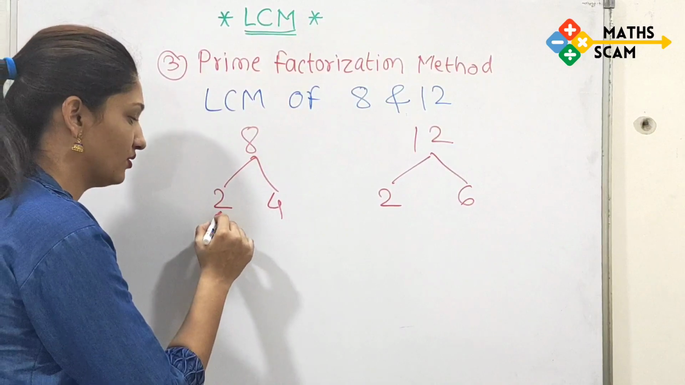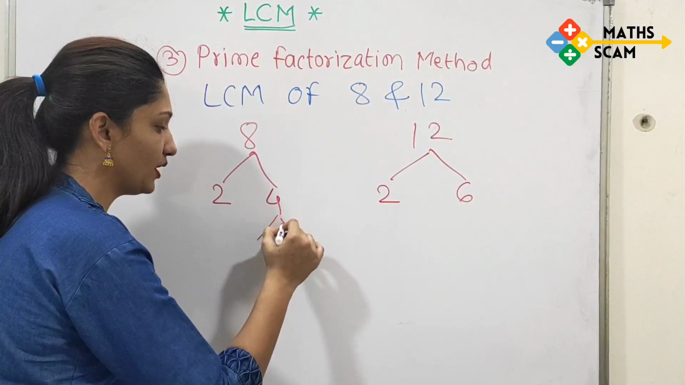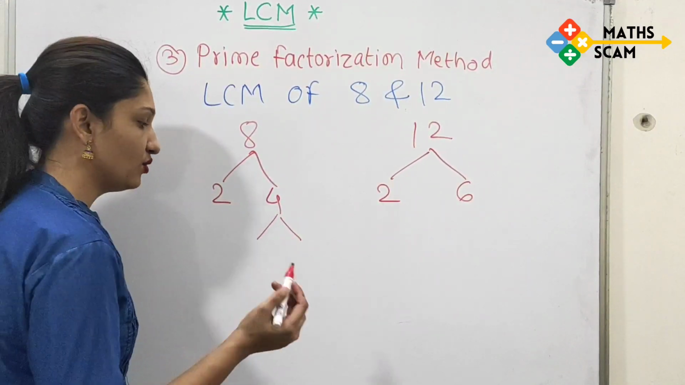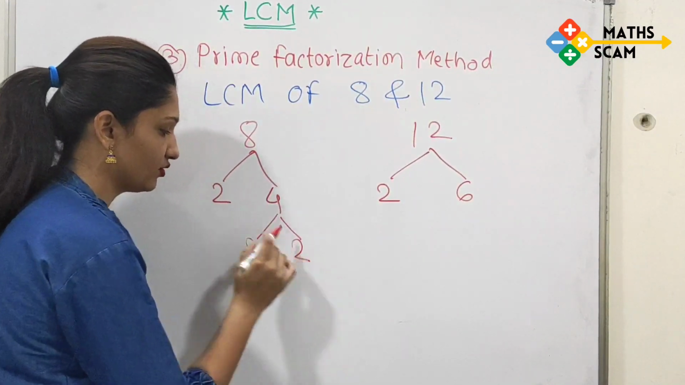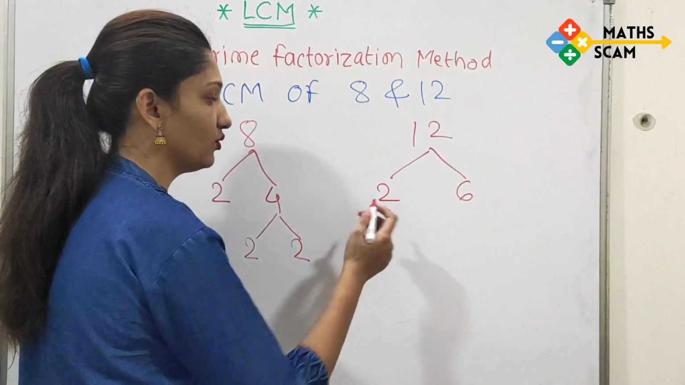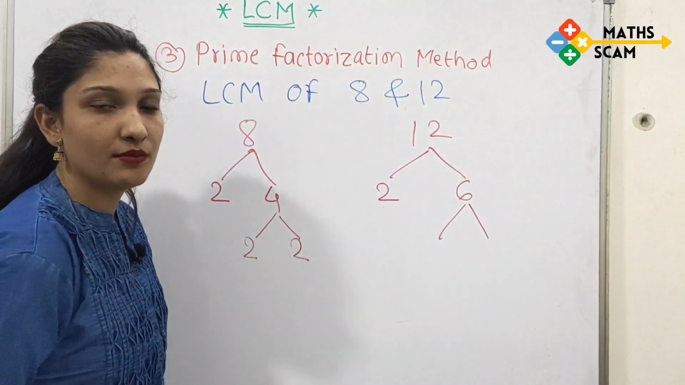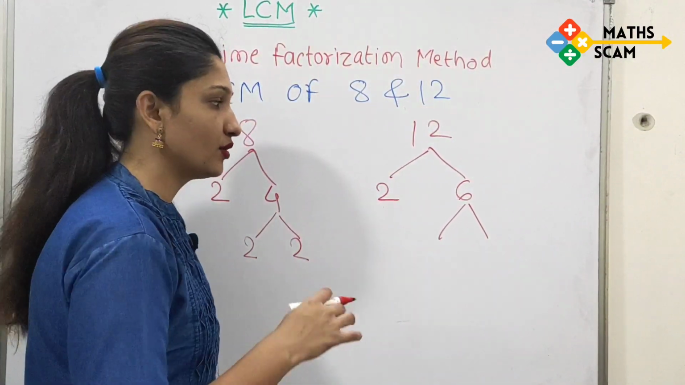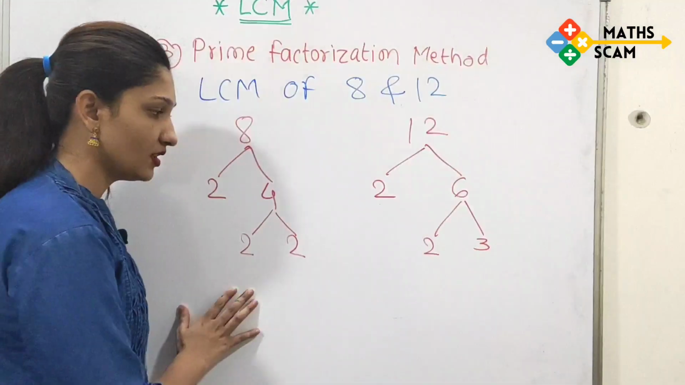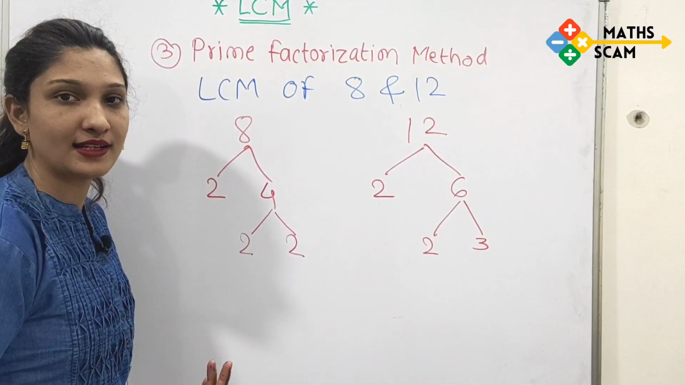Okay. Now, 2 is a prime number, then find the factors of 4. The factors of 4 are 2 into 2. Okay. 2 is a prime number, then find the factors of 6. 2 3s are 6. So write 2, 3. Okay. So every number is a prime number now, so we don't get any more factors.